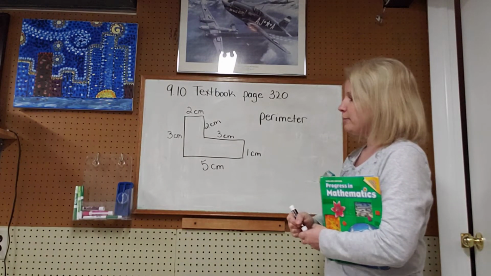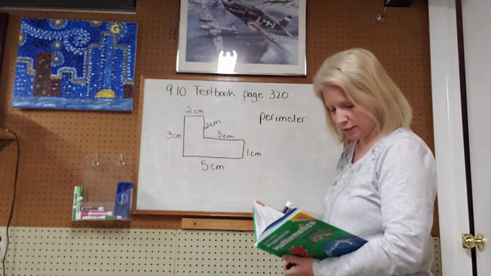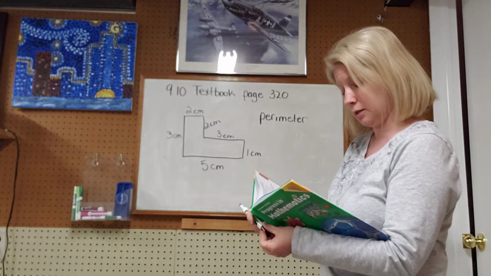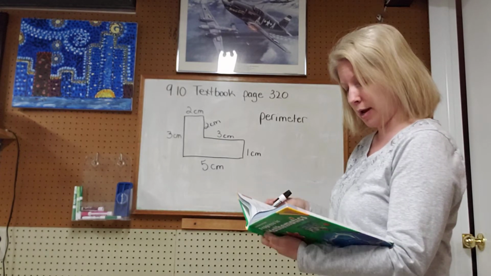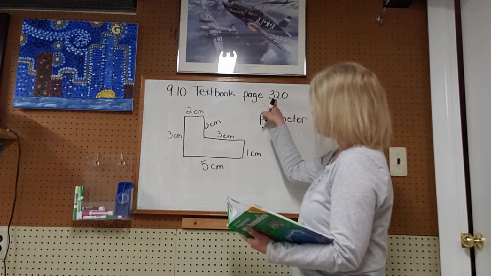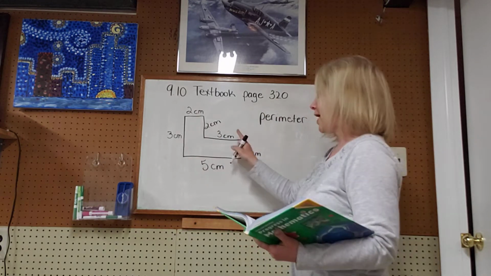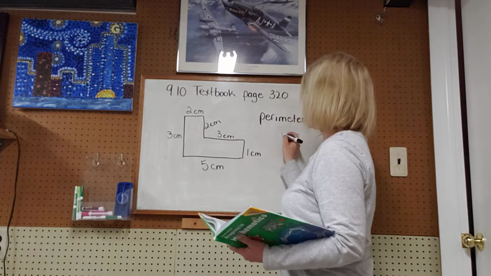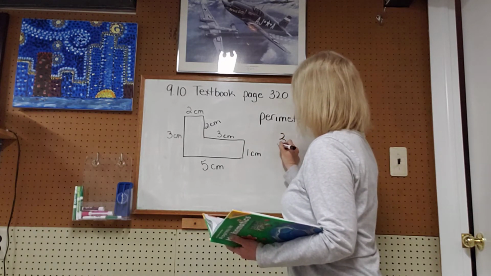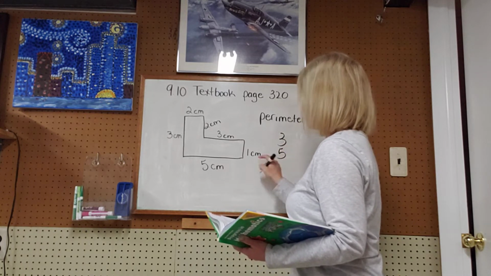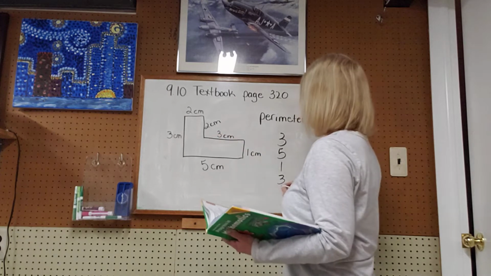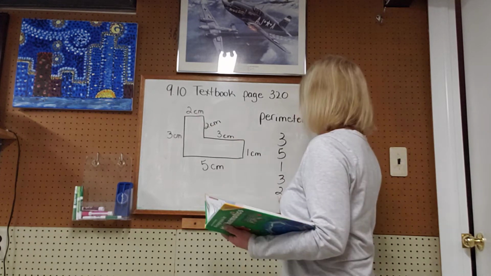So to find the perimeter of this one, which is in your textbook, it's the red figure. I didn't do the trapezoid, but you do it exactly the same way. So this one is the top figure in your textbook on page 320. To find the perimeter, you add them all together. So it would be 3 plus 5 plus 1 plus 3 plus 2 plus 2.